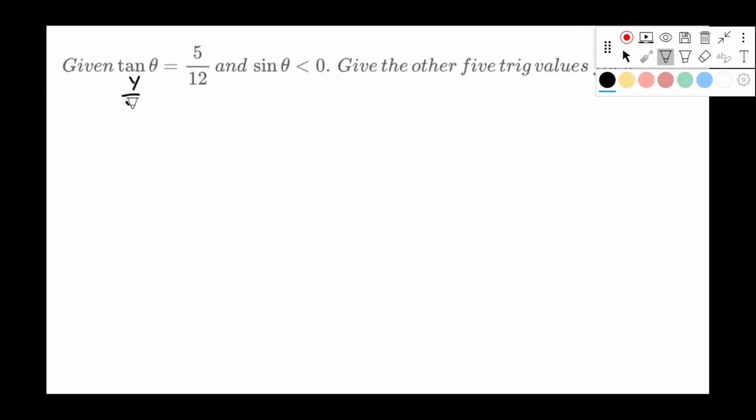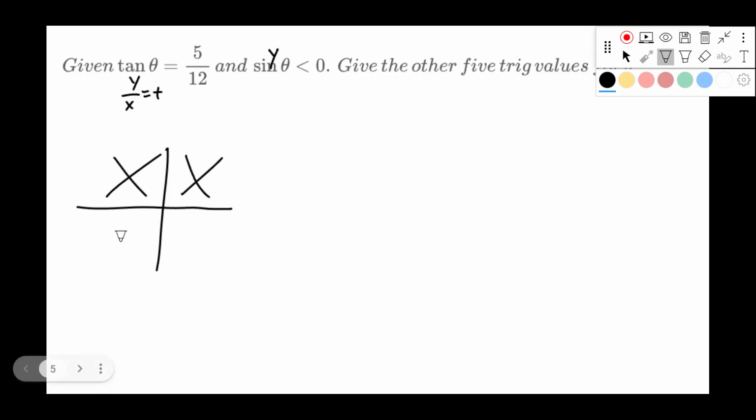The y divided by the x is tangent. The answer is a positive. So I know y divided by x is a positive answer. And sine is negative. So the y coordinate is negative. Okay, so let's come down here. Here we go. The y coordinate's negative. So it could be in quadrant 3. Well, it's not here in quadrant 1 or quadrant 2, right? Could be quadrant 3 or quadrant 4.